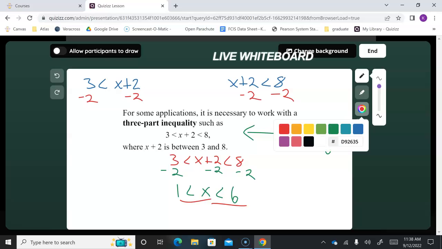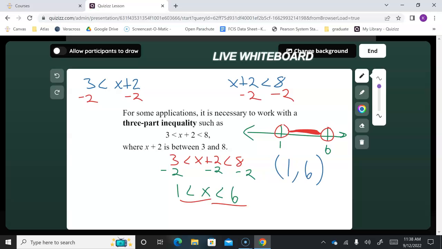What do we think the interval is going to be? 1, 6, with parentheses on both of them because they're both open circles. If one of them was closed, then I'd have a bracket on that one. So, interval, graph, inequality.